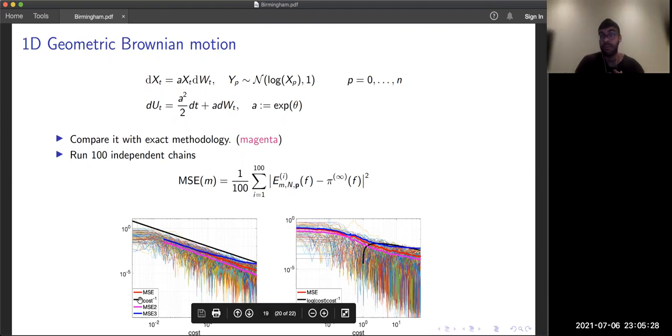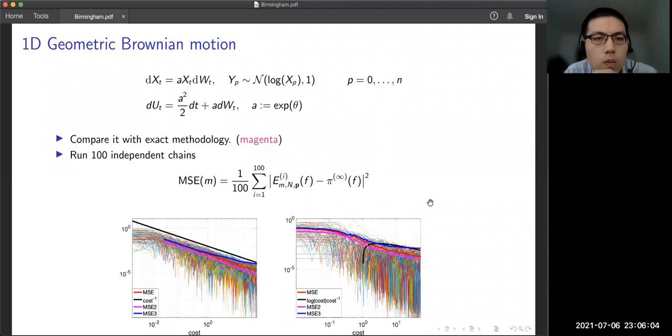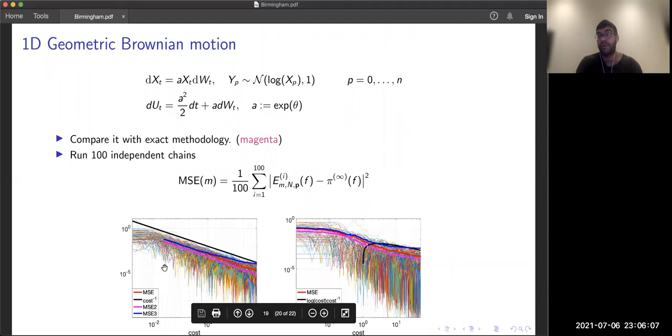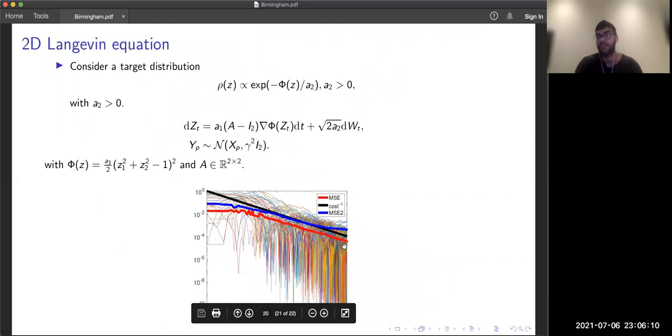The methodology that we've introduced is this blue scheme, which is the very top one. The red line is just computing the MSE of all of these different replications, which are based on the chains that we have through our particle MCMC method. The blue curve is our methodology, and the magenta curve, which is the bottom one, is the methodology that I described at the beginning, which is the exact methodology. So we're essentially comparing our methodology to theirs for these different plots.